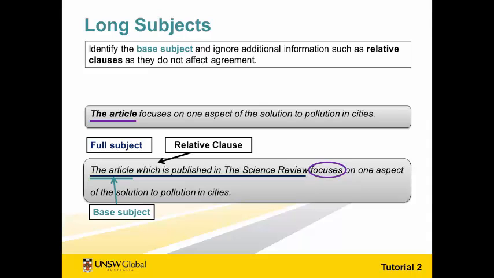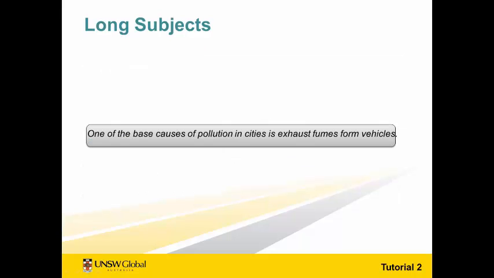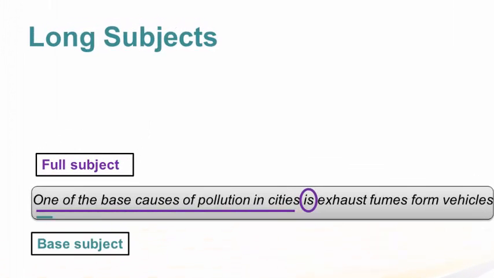Now, long subjects cause a lot of problems for accuracy. Let's have a look at another example. Identify the subject and verb in this sentence. Our verb is singular, and everything before that verb is the full subject. So based on what we learned in the previous example, where is the base subject? Well, one is our base subject.